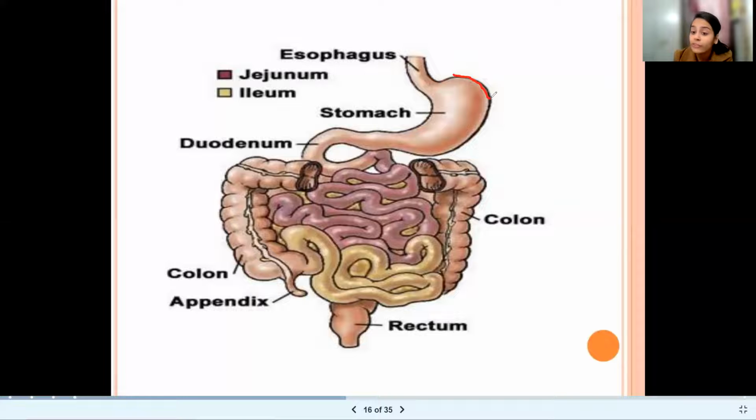Next is the body of the stomach. This is the main part of the stomach, as all the food is stored in it. All the mixing and grinding and all the action of the HCl on the enzymes, converting the proteins into proteoses and peptones, all of this occurs mainly in the body of the stomach, right? I hope it's clear to you till now.